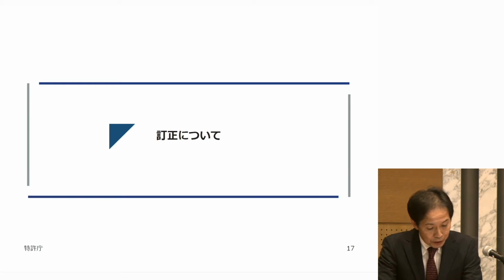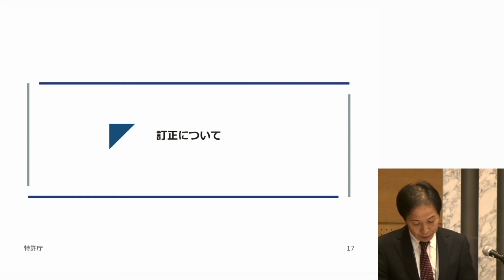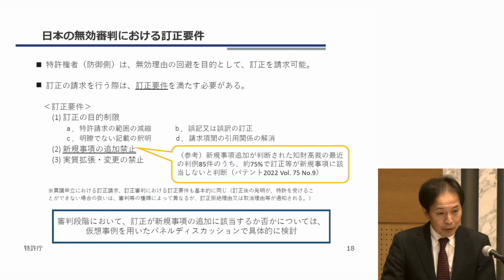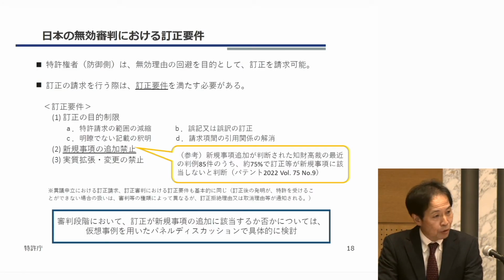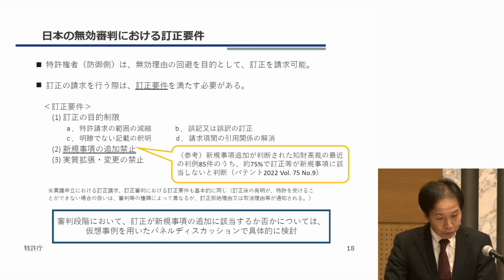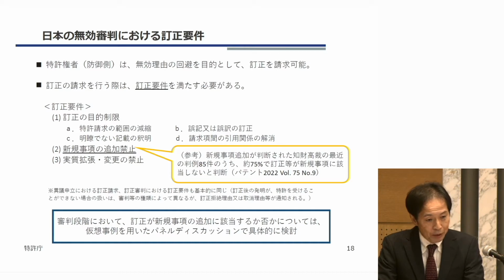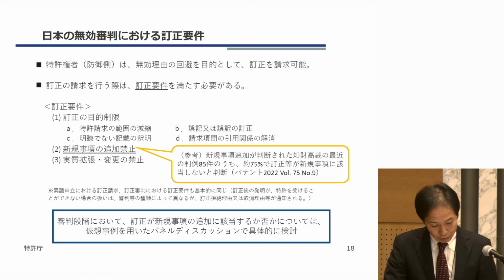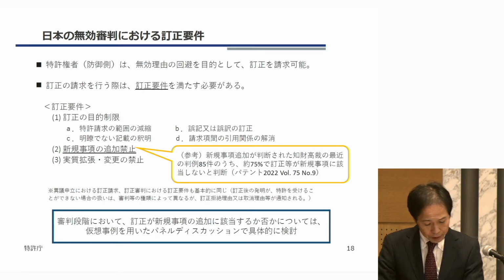Finally, I'd like to move on to corrections. This is going to be the subject of our panel discussion later on. I'm sure that we'll have the details later. But as you know, the correction system in Japan, there are requirements that have to be satisfied. The first, there's these 4 objectives for corrections here. And number 2, as I'm sure will be a topic of our panel, is that the addition of new matters is prohibited for corrections.